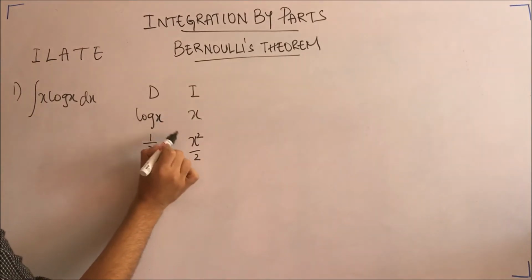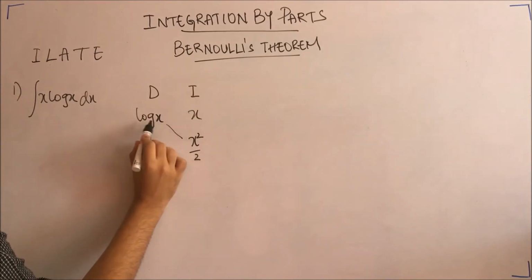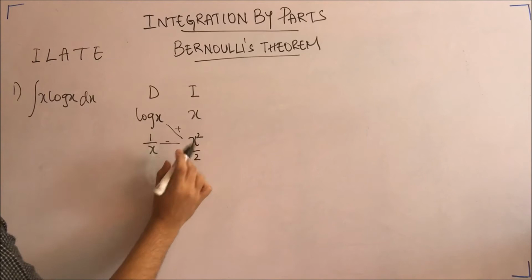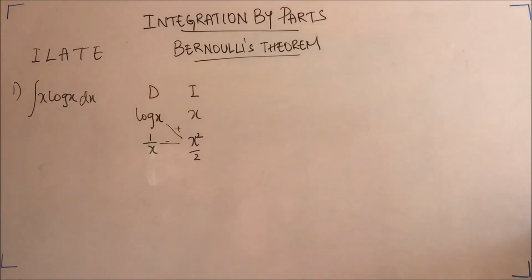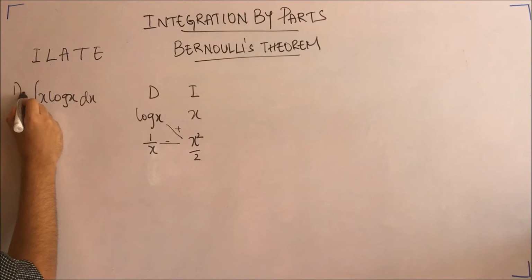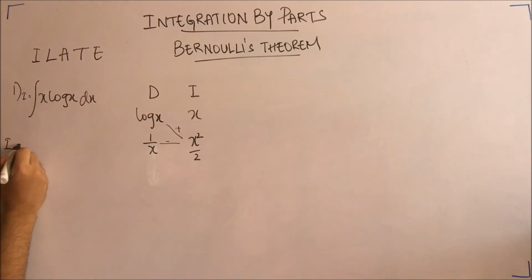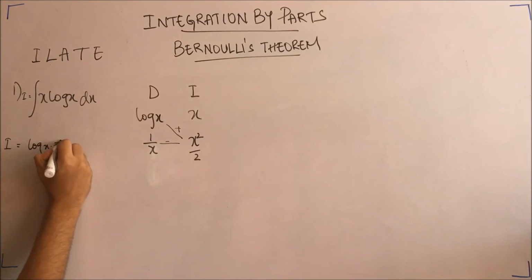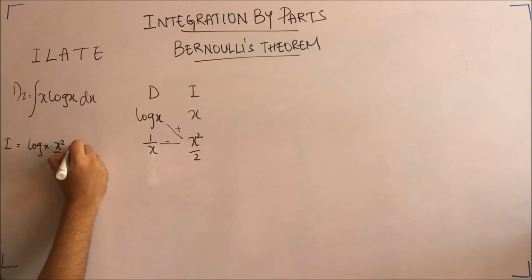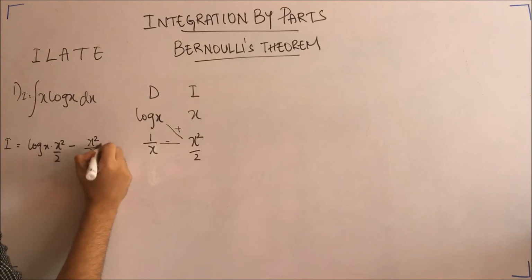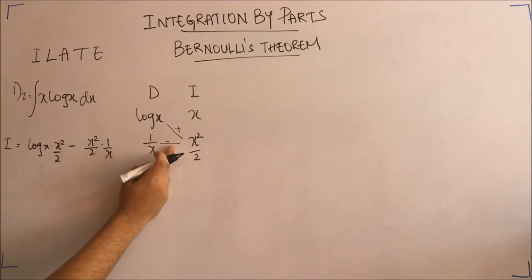So now once I stop at this stage, I multiply the diagonal elements, which is log x and x square by 2, with the positive sign, and the horizontal element with a negative sign. So basically this is alternate positive and negative. If I had further steps, I would multiply the next diagonal element, which I'll show in the next case. So now once I do this, I can express I as the product of these two terms, which is log x into x square by 2 with a positive sign, minus x square by 2 into 1 by x, minus because I'm multiplying these with the negative sign.